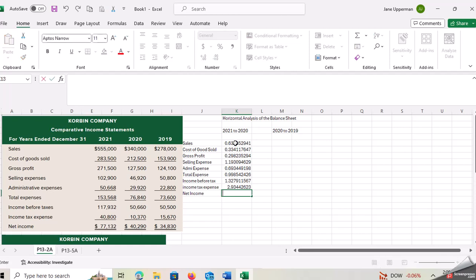And then finally, our net income is the 77,132 minus the 4,290, divided by the 4,290.